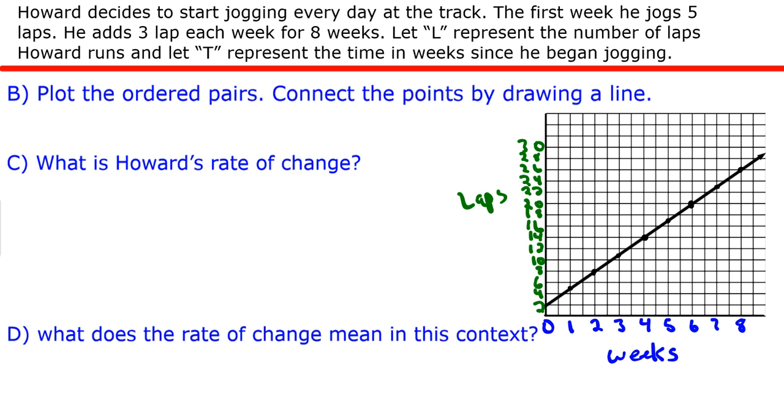And then now we're able to actually answer some more questions. Now we got the line graph. We're looking at C. What was Howard's rate of change? Well, they actually give it to us in the problem when they said he adds 3 laps each week. But we also could find it on our graph if need be. So if I go up, I'm going to go up 1, 2, 3, because remember we're counting by 2s here. So we go there, and I'm going over 1 week. So it's 3 over 1. So then my rate of change, of course, is 3 to 1.